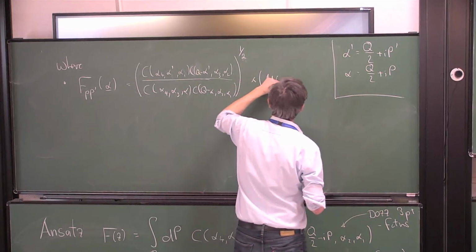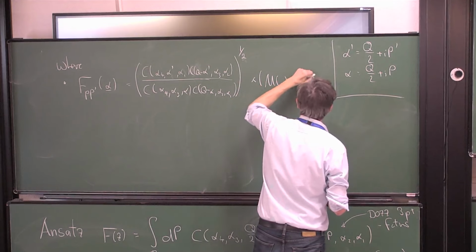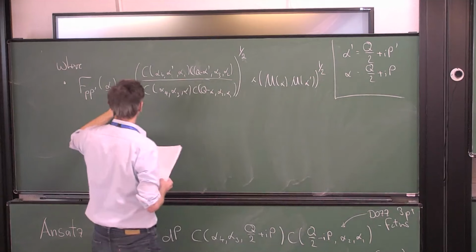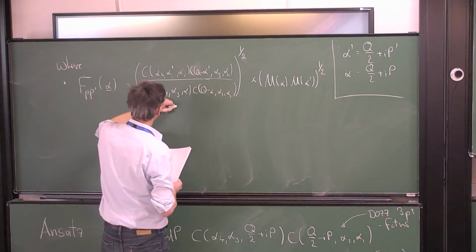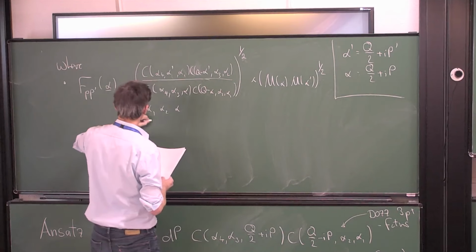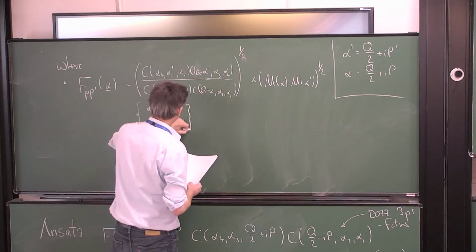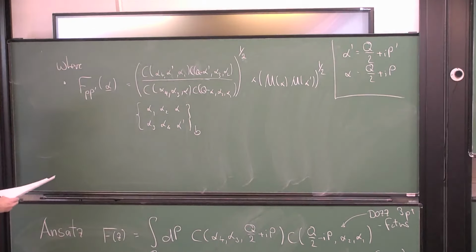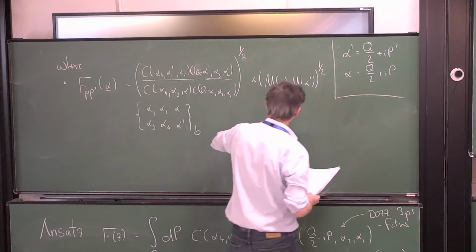And we have here an m of alpha. So these are measure factors. Again, we're taking a square root, and then here comes the main player, perhaps alpha 1, alpha 2, alpha 3, alpha 4, alpha prime, d. That's the structure of this kernel that we have found somewhere on the way in the study of Liouville.